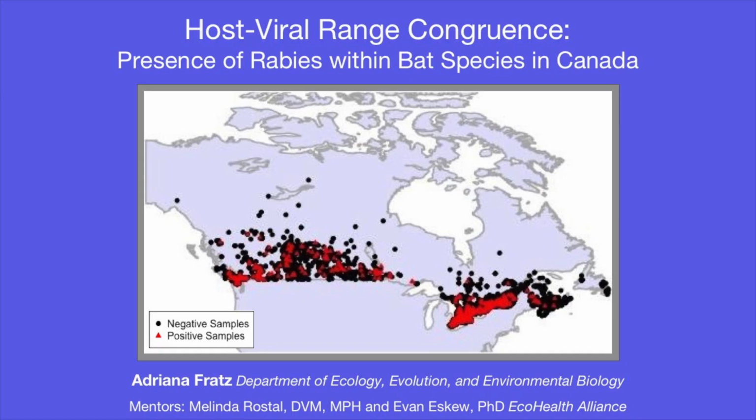Hi everyone, I'm Adriana Fratz. Due to the difficulty in measuring the ecological conditions required by a virus, many studies make the assumption that viral range is completely congruent to host species range. I tested this assumption using rabies presence data in bat species in Canada, which included over 26,000 samples collected over a span of 18 years, and found that rabies is not present everywhere within its host species ranges.